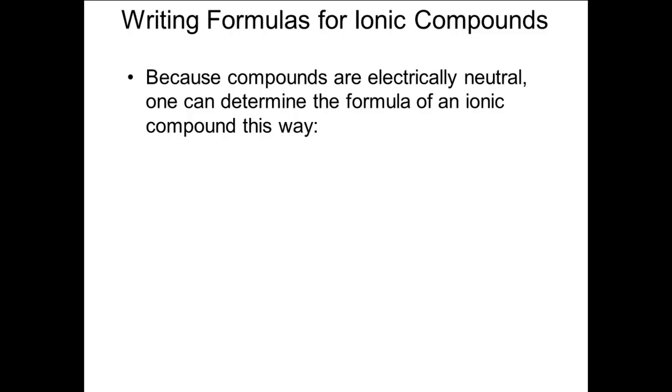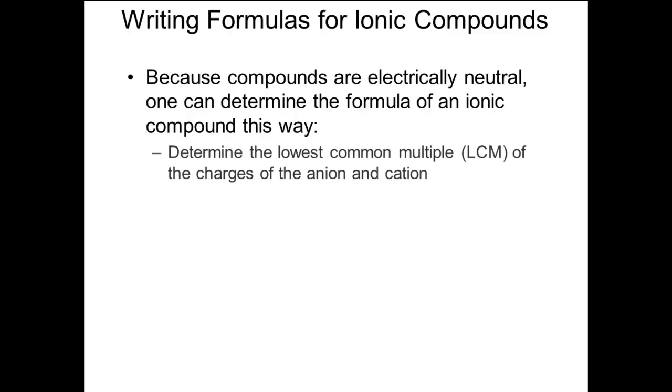When we write the formula of an ionic compound, we need to make sure that the formula is electrically neutral. We must, therefore, have a cation, a positive ion, and an anion, a negative ion, in the compound. We use the lowest common multiple of the charges of the two ions to determine how many of each ion we need to have in the compound. The lowest common multiple is the smallest number that the two charges will both divide into evenly.